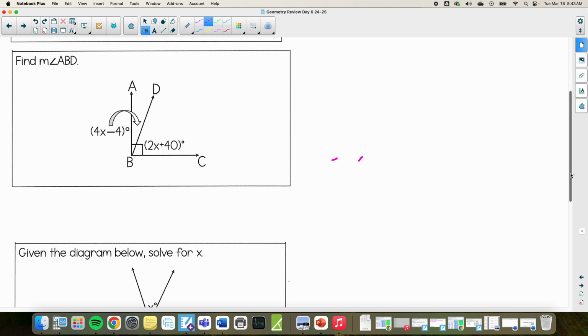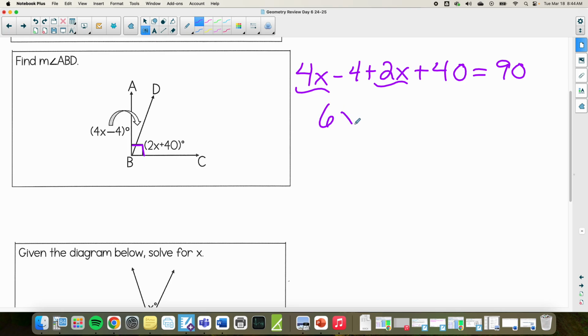Anyone know what we would do in this one? What would I do with the 4x minus 4 and the 2x plus 40? Yep, add them together and set them equal to 90, because together they form that 90-degree angle. So I'm going to go 4x minus 4 plus 2x plus 40 equals 90. Now 4x plus 2x is 6x. Negative 4 plus 40 is 36, and that equals 90.